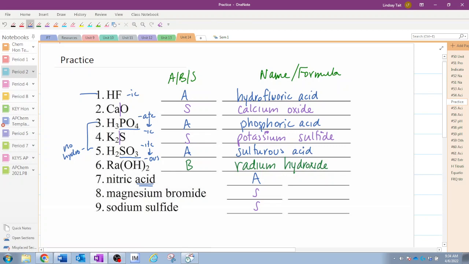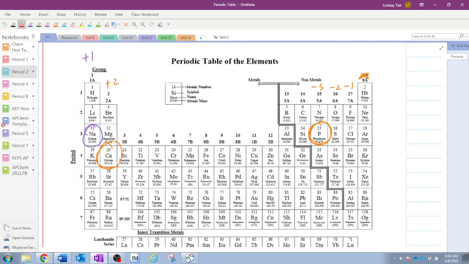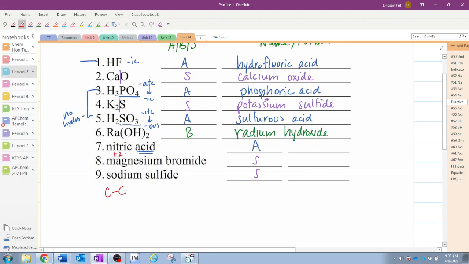So that was the naming side. Then for the formula side, guys, it's all about crisscross. For the salts, that's the easiest because they give you the two ions that you need to crisscross. Let's do a quick review. We did that the other day: group 1 is +1, group 2 is +2, group 13 is +3, 14 is +4, 15 is -3, 16 is -2, 17 is -1, and 18 doesn't have charges. So from that, I know magnesium is +2 because it's in group 2, sodium is +1 because it's in group 1, and bromide is -1 because it's in group 17.